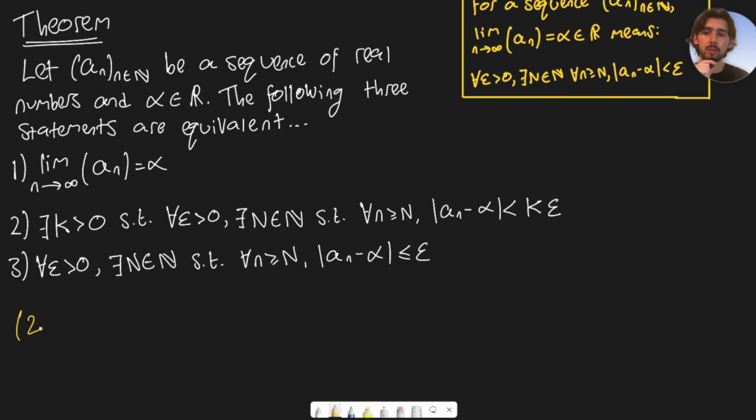Done. So now we're going to show that 2 implies 3. To start that means we need to assume that statement 2 is true.